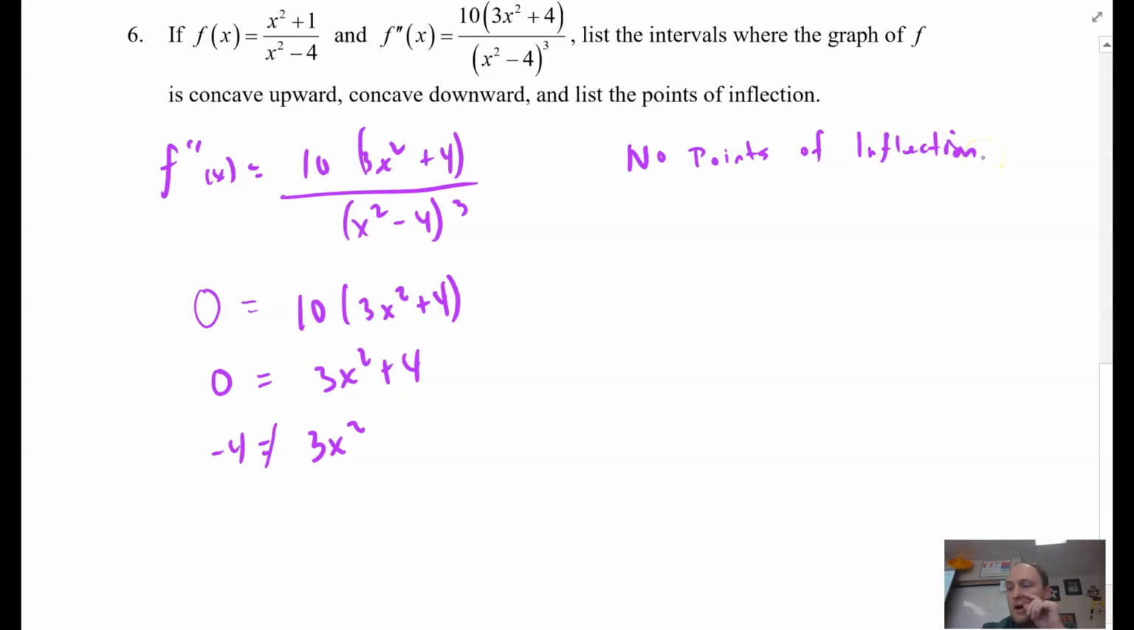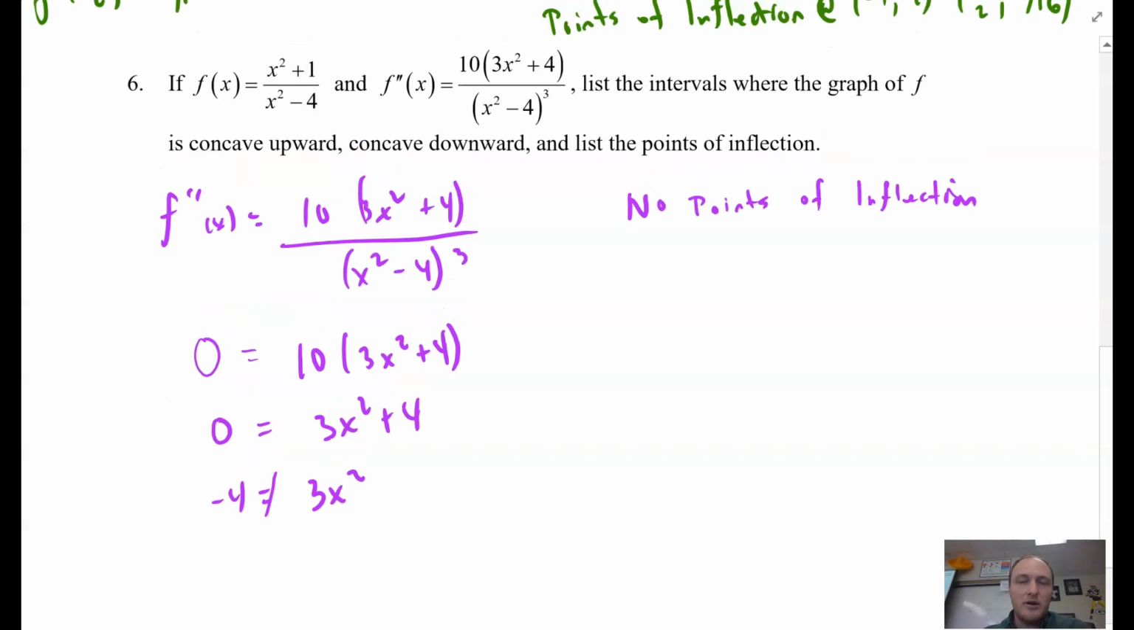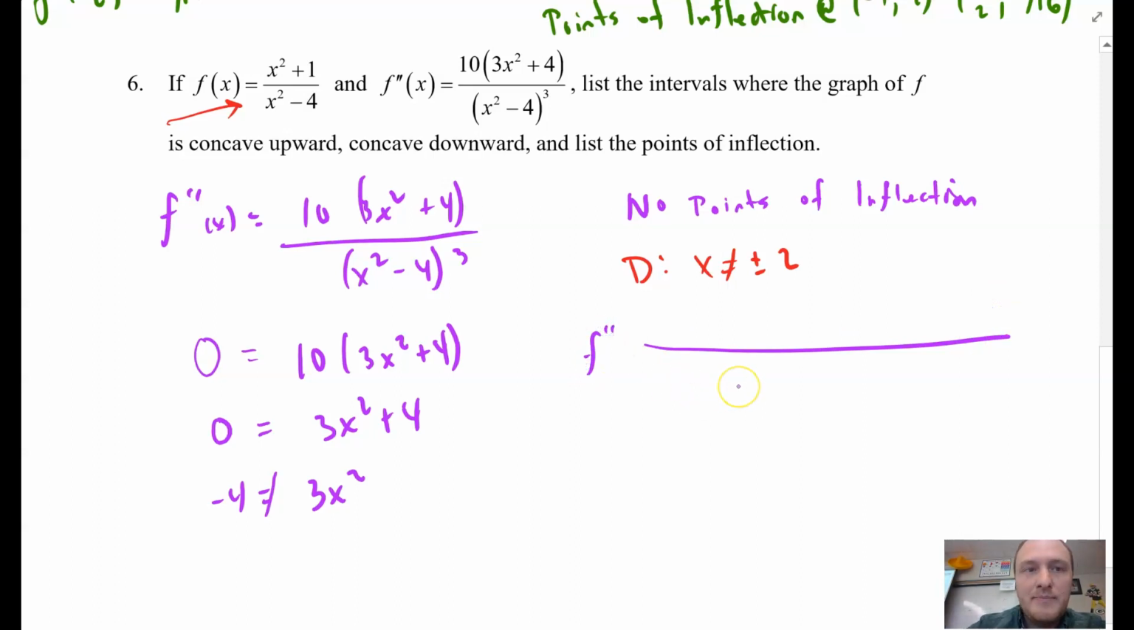Now what we can do, however, to test concavity is look at where this function is undefined, or where our domain restrictions are. x cannot be plus or minus 2, and that comes from our function here. What's occurring there is that we have vertical asymptotes. So I'll draw f double prime, and I'm going to plug in these asymptotes. So I have -2, we have +2.